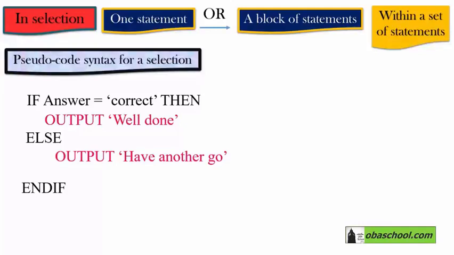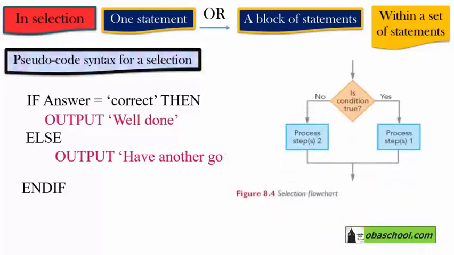Now let's see it in the flow chart. So here we have figure 8.4 selection flowchart. The user's answer will enter from here, from this arrow. Then we have a question, is condition true? If yes, it will go to the right side, process step or steps 1. So it will search for the output for the yes and display it. In this case, we have the output well done.